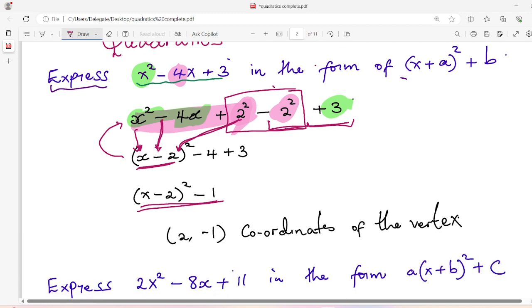The next thing I need to do is state the coordinates of the vertex. A quadratic graph is either facing up or facing down.